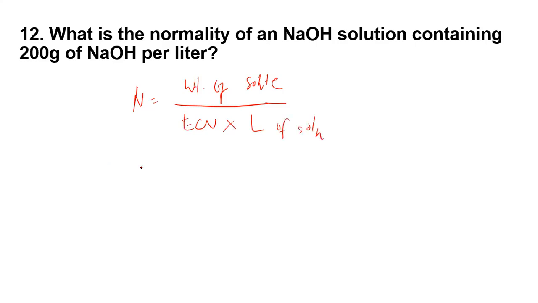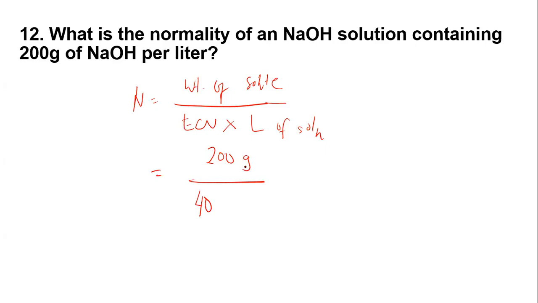Okay? So substitute the values. So you have here 200 grams as your weight of solute divided by the equivalent weight. So what is the equivalent weight of your NaOH? Molecular weight of NaOH, ilan? 40. Ano ang valence ng NaOH? It's 1. Okay, isa lang man ang H. So 40 divided by 1, you have 40. So 40 pa rin po yung ating equivalent weight.